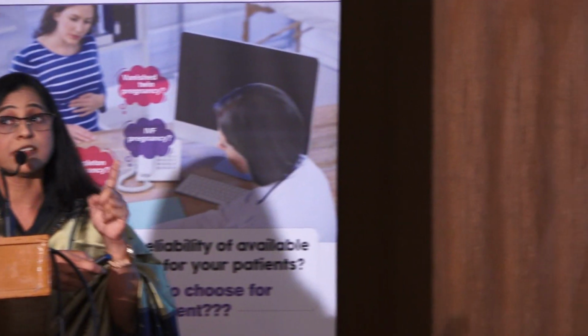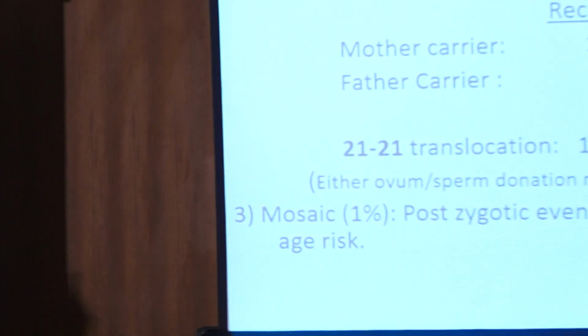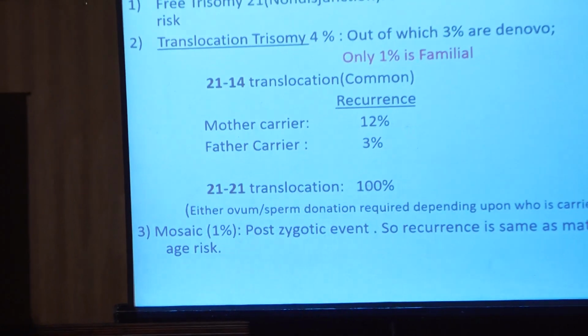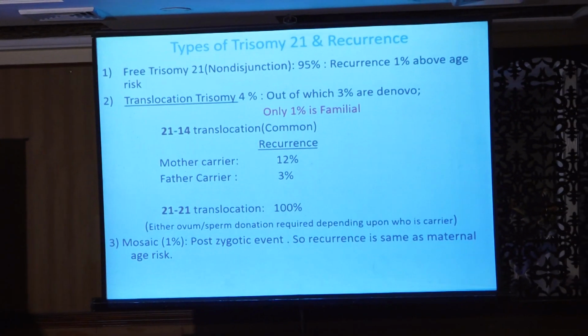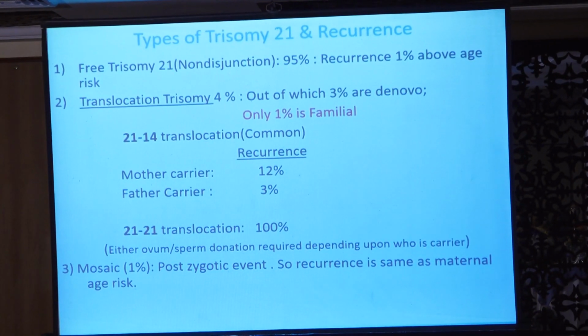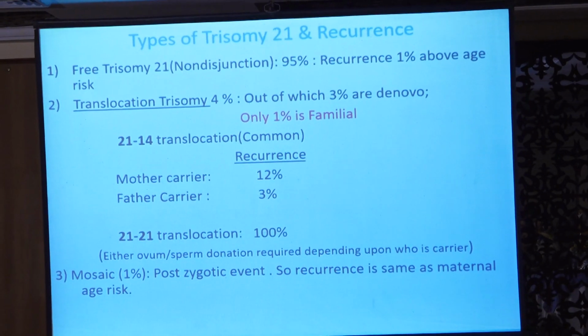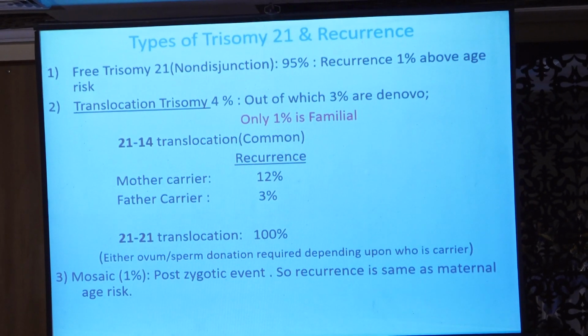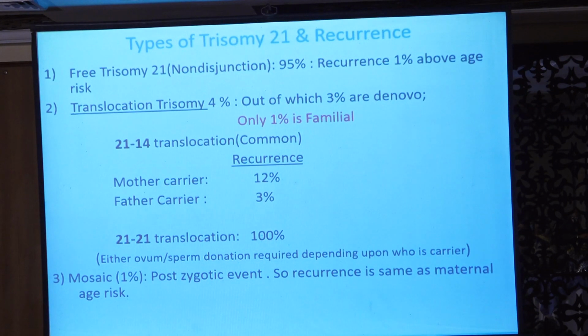So if the mother is a carrier, in case of 21-14 translocation, again it depends on from which chromosome to which chromosome there is translocation. These details we get from karyotype. So if there is 21-14 translocation and the mother is a carrier, the chance of recurrence is very high, 12%. If the father is a carrier, it is going to be 3%, right? But these are the patients who definitely need CVS or amnio in the next pregnancy because the chance of recurrence is very high. If there is 21-21 translocation, there is 100% recurrence of trisomy 21 in the next pregnancy.